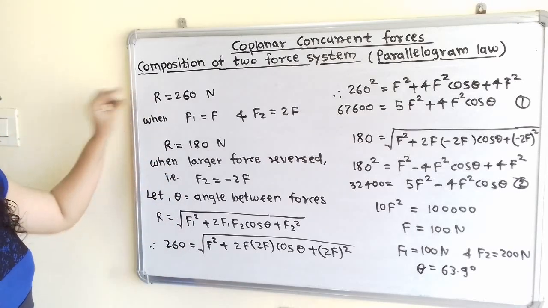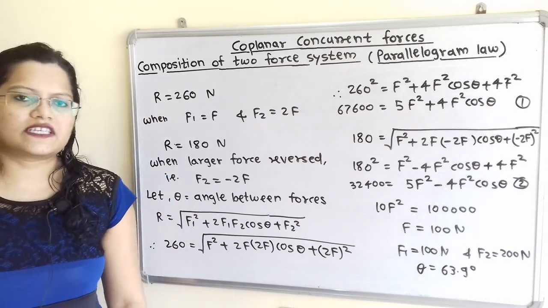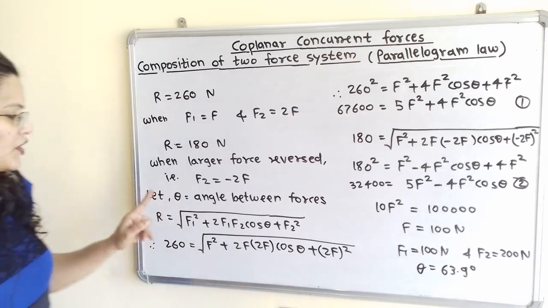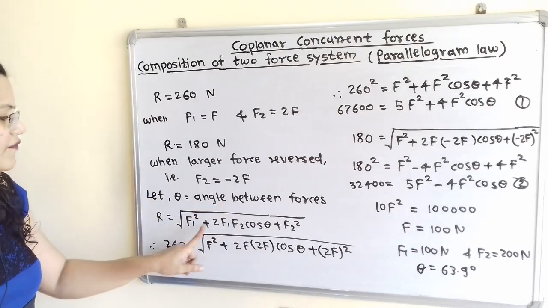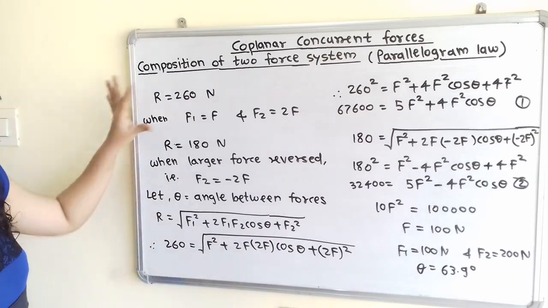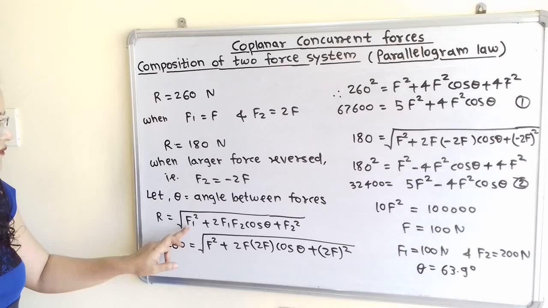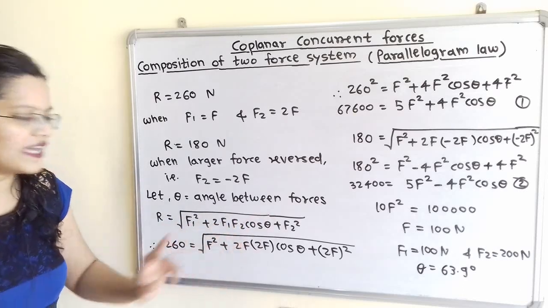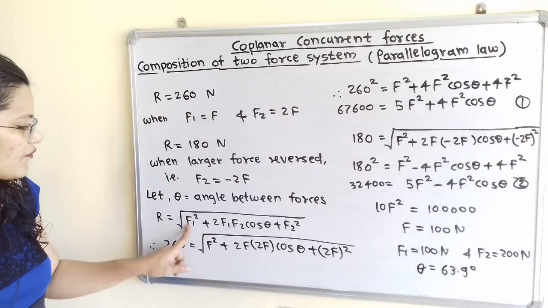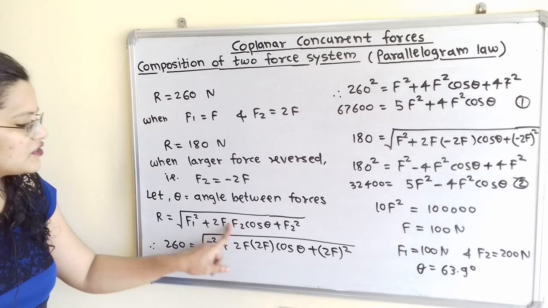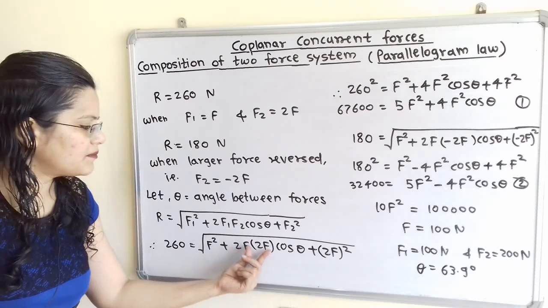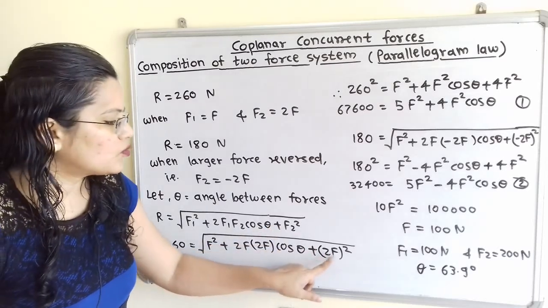Now we will take the formula to calculate the resultant R for two forces which are coplanar as well as concurrent. So here R is equal to under root of F1 square plus 2 F1 F2 cos theta plus F2 square. Now we will put the first condition. When F1 is equal to F, instead of F1 we put F, and instead of F2 we put 2F. So here, under root of F square plus 2F, now for F2 the value is 2F, so we take the bracket: 2F cos theta plus (2F) square.